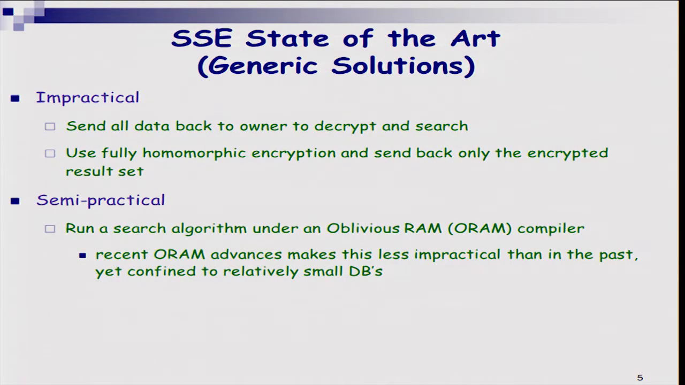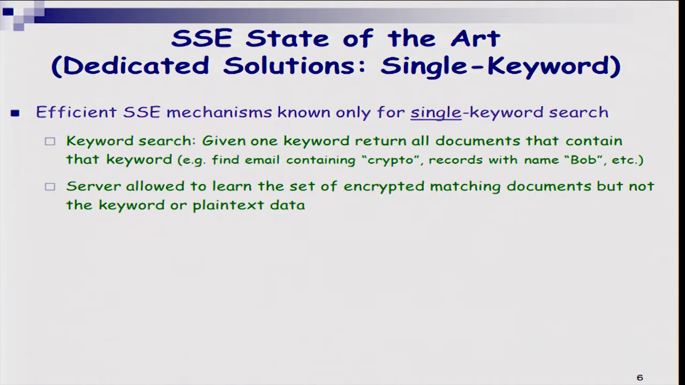So of course we have generic solutions. One of them is to send all the data back to the client, and the client will search. That's a lot of communication. On the other extreme, you can use fully homomorphic encryption, and you don't have too much communication, but of course, that would be impractical, at least today, with what we know about fully homomorphic encryption. A less impractical solution is using oblivious RAM, which actually is becoming more and more practical with the latest works, but still, at least today, wouldn't be able to really manage a big database.